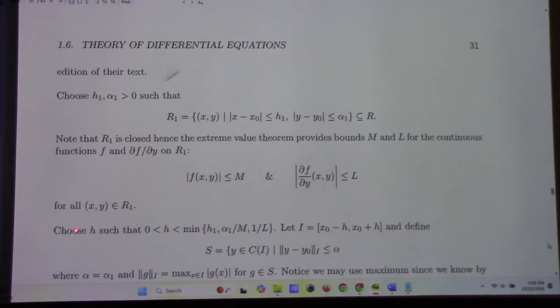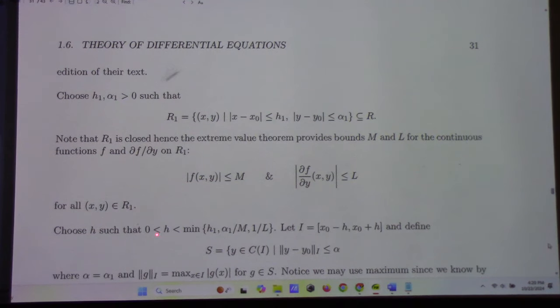And this is motivated in Nagel, Saff, and Snyder, but I'm giving it to you unmotivated. So by magic, we are going to let h be a number that is less than the minimum, and you'll see why as we go on in the proof, of h1, alpha 1 over M, and 1 over L. We need all three of these. And we're going to let I be plus or minus h from x naught, where h is like this.